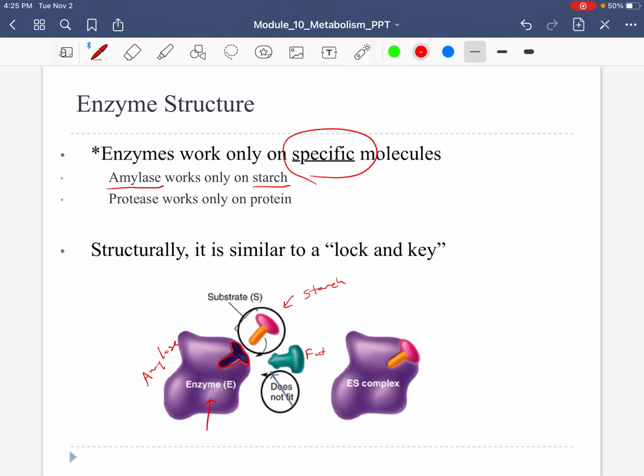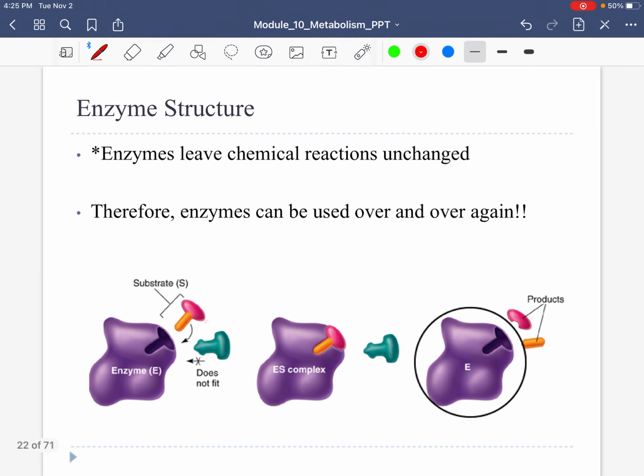The enzyme amylase can only work on starch. The enzyme protease can only work on protein. The enzyme lipase can only work on fat. So they are specific.